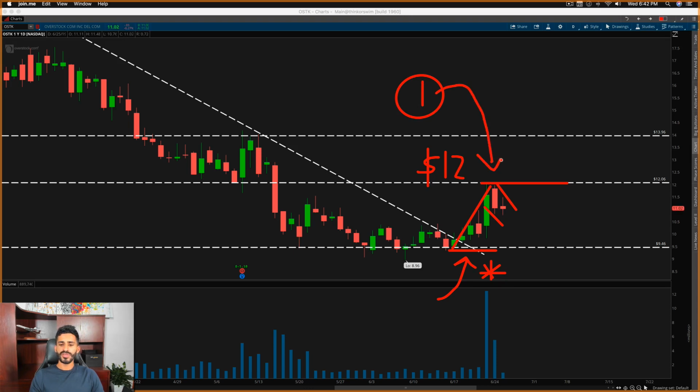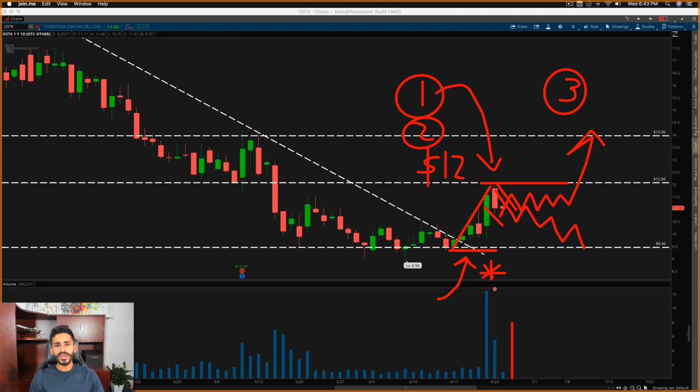Number two, this stock might just trade sideways and then continue later. Or number three, this stock could just start selling off again and this could not be a sustained enough move. At this point, I don't know what's going to happen. You don't know what's going to happen. The only way we are going to approach this move is, okay, if it does 1, what's my game plan? If it does 2, what's my game plan? If it does 3, what's my game plan?